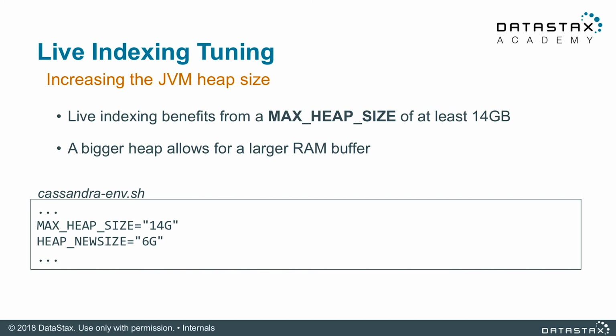The final recommendation is to make sure you increase the size of the JVM heap as much as possible. With DSE Search, you usually will want to have at least 14 gigabytes of heap memory allocated for the JVM, if not more. A bigger heap will allow for a larger RAM buffer size, and having index updates in the RAM buffer will decrease the number of background operations, such as flushes and merges. The heap size can be changed in the cassandra-env.sh file by uncommenting the settings MAX_HEAP_SIZE and HEAP_NEWSIZE, and then changing MAX_HEAP_SIZE to your desired value.